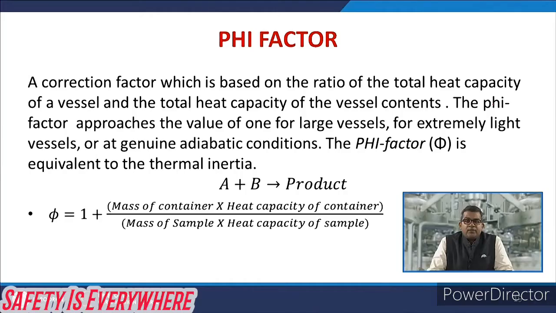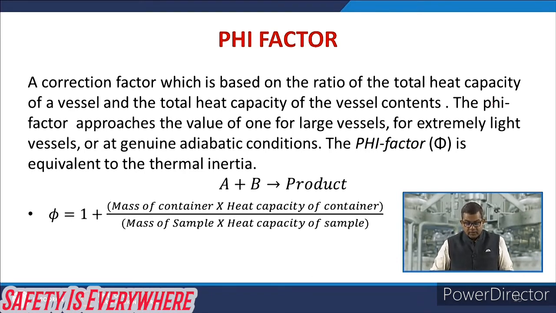Now, let us have a look at the phi factor. This is a correction factor based on the ratio of the total heat capacity of a vessel and the total heat capacity of the vessel contents. So, the phi factor approaches the value of 1 for large vessels, and for extremely light vessels or at genuine adiabatic conditions. Now, phi factor is usually equivalent to the thermal inertia.